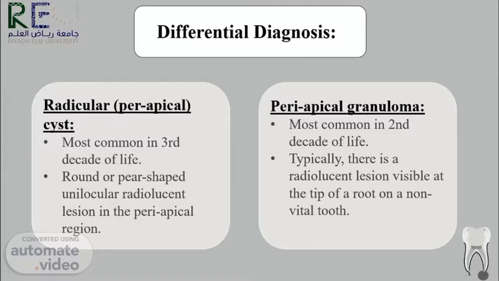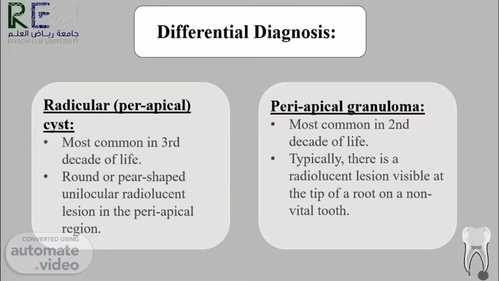Periapical granuloma, most common in second decade of life. On the radiograph, typically there is a radiolucent lesion visible at the tip of the root on a non-vital tooth. This often is associated with root resorption. The radiolucency must correlate with the lateral root surface or the root of the tooth.